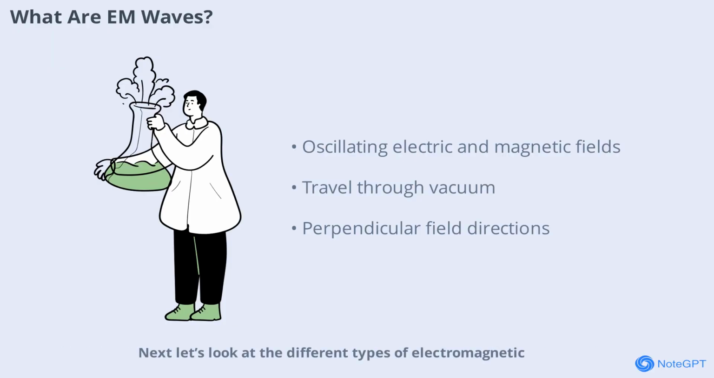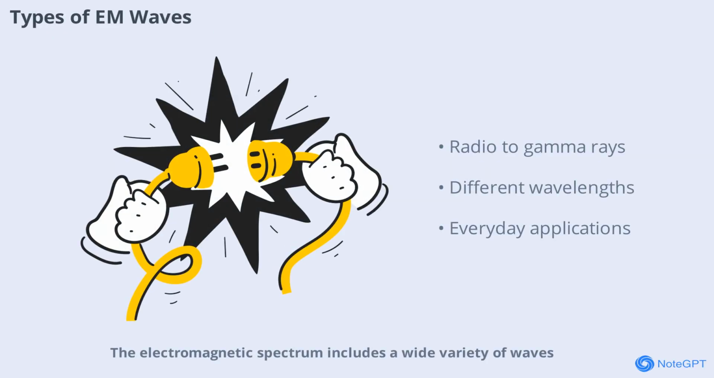Next, let's look at the different types of electromagnetic waves and where we encounter them in daily life. The electromagnetic spectrum includes a wide variety of waves, from radio waves and microwaves to visible light, ultraviolet, X-rays, and gamma rays. Each type of wave has a different wavelength and frequency, which determines its energy and how it interacts with matter. For example, radio waves are used for communication, while X-rays help doctors see inside the body. Visible light is the small part of the spectrum that our eyes can detect. Understanding these types helps us appreciate the many ways electromagnetic waves impact our lives.